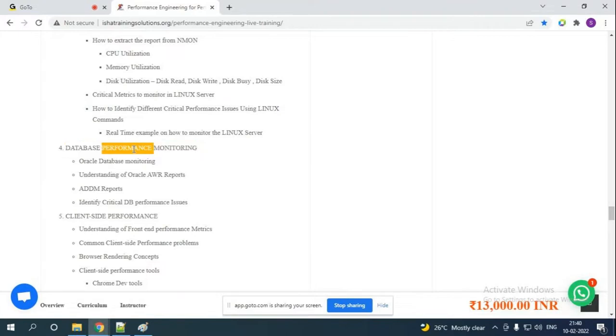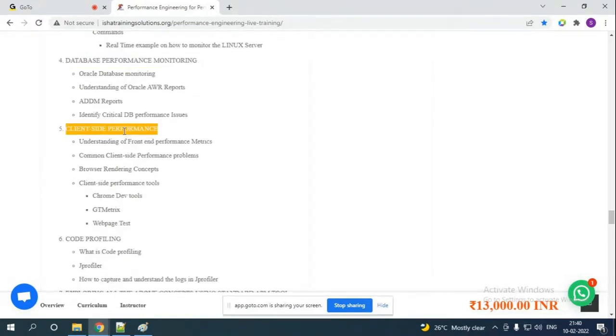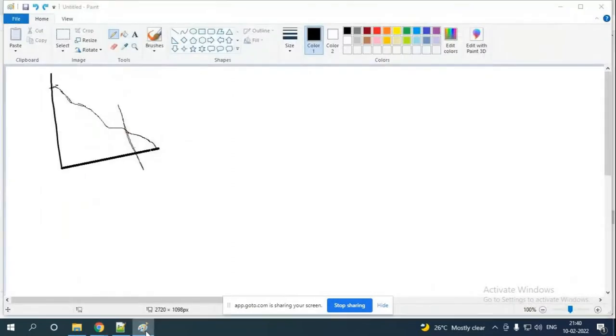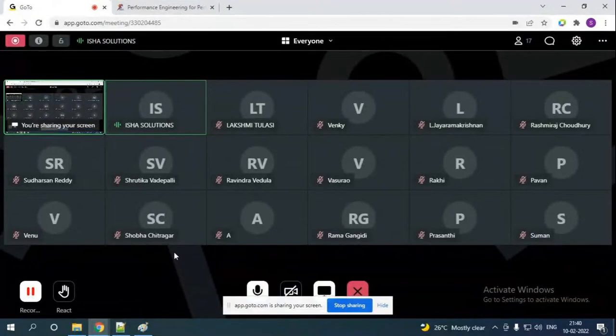Like that, on the database side we are going to learn Oracle database. And then the very important topic is client side performance. Your performance testing tools are not giving client side performance metrics. Everybody accepts this? Your performance testing tools are not giving client side performance. Yes, that's a problem.